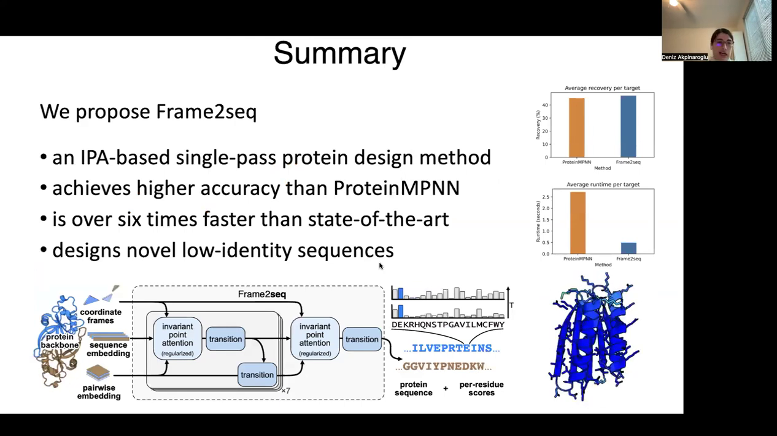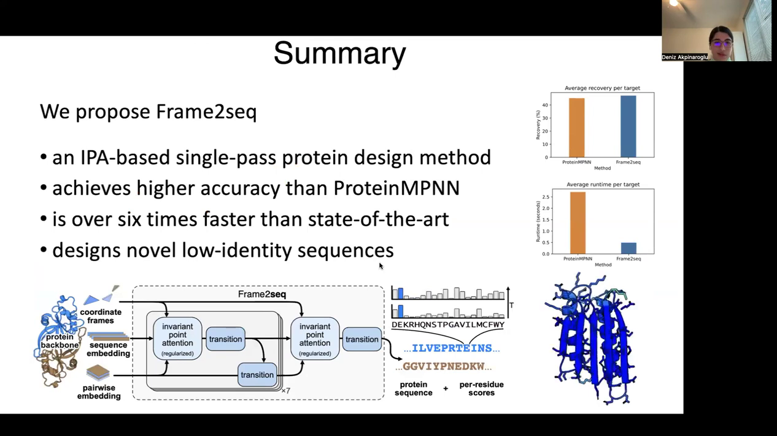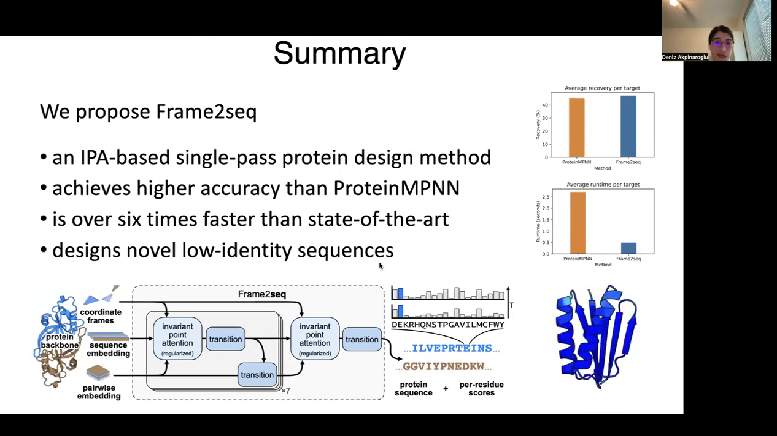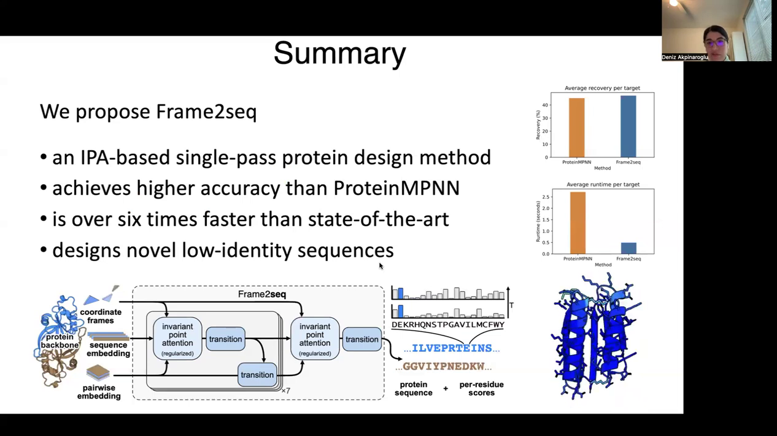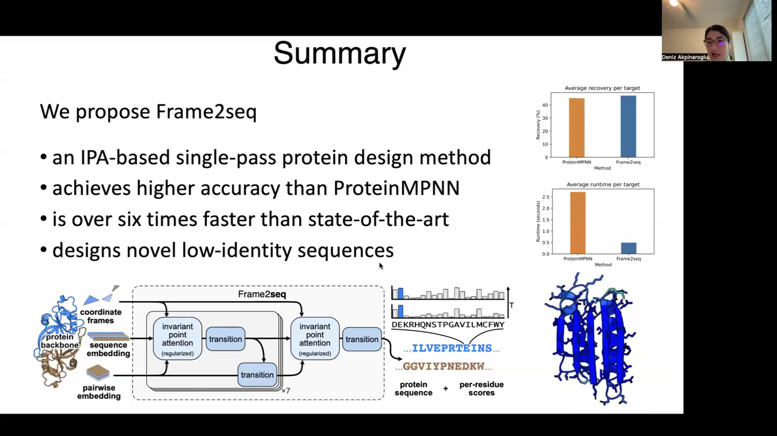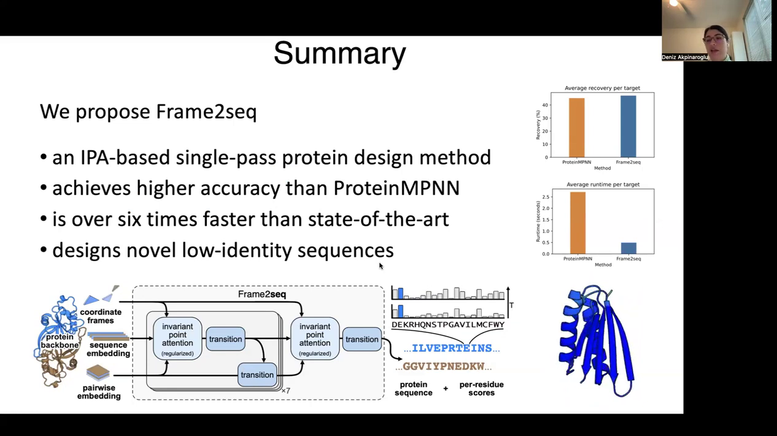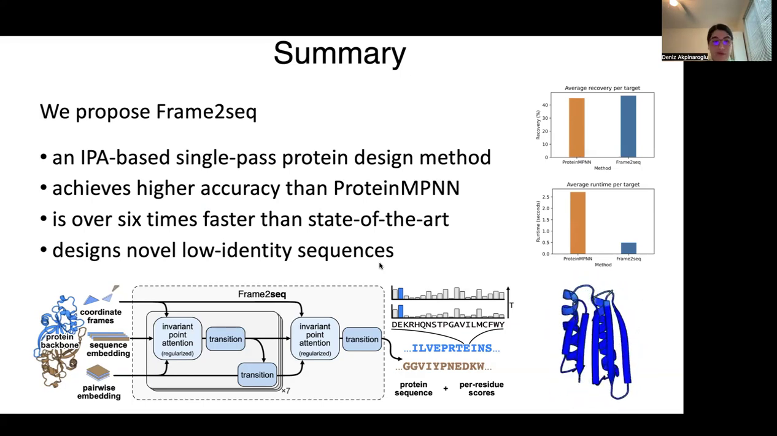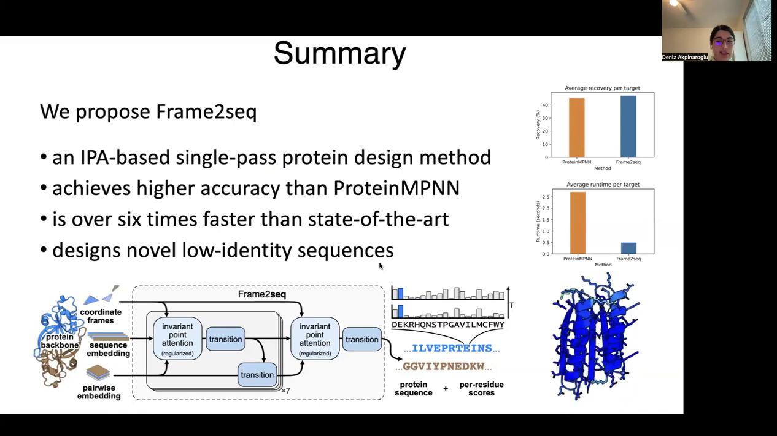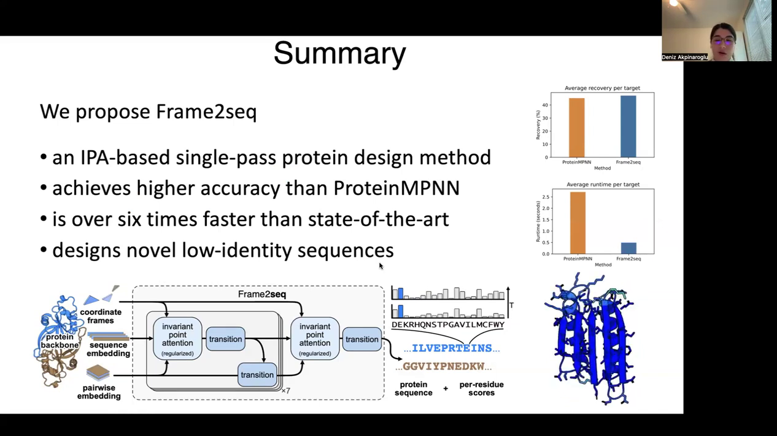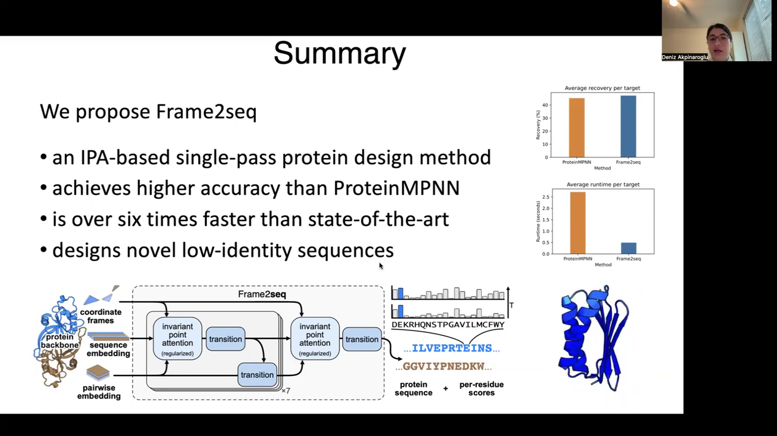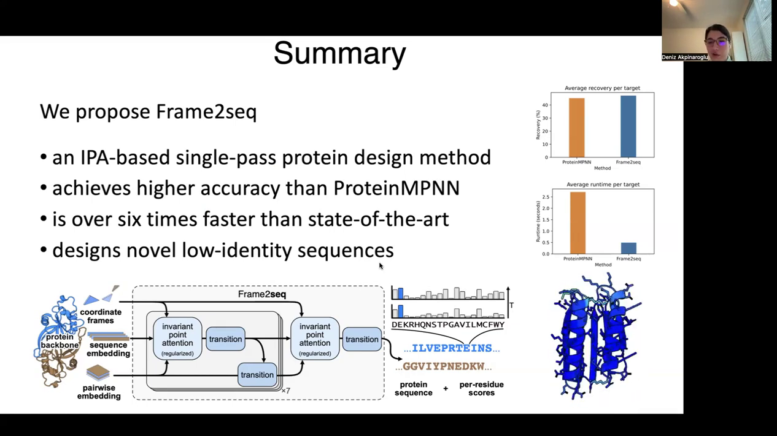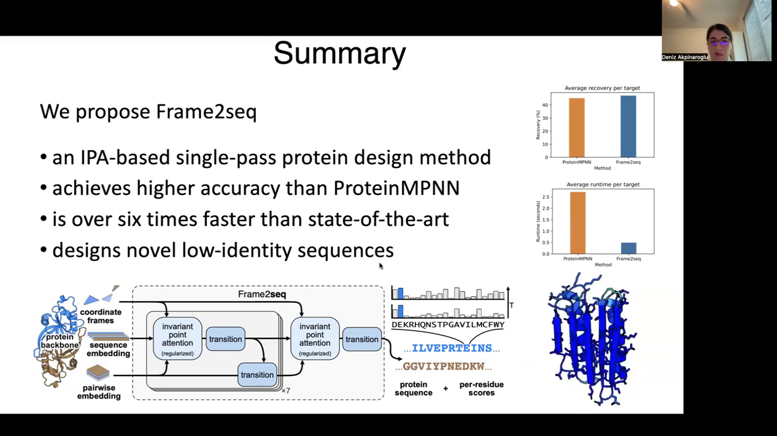So with all of that, in this work, we propose Frame2seq, which is an IPA-based single pass, state-of-the-art fixed backbone design method, which we find to achieve high or competitive accuracies, and also in terms of inference speed, it is pretty fast when run over GPUs, especially. And we find that with this method, we can design novel sequences such that we're reaching undetectably low sequence similarity to the starting backbone.